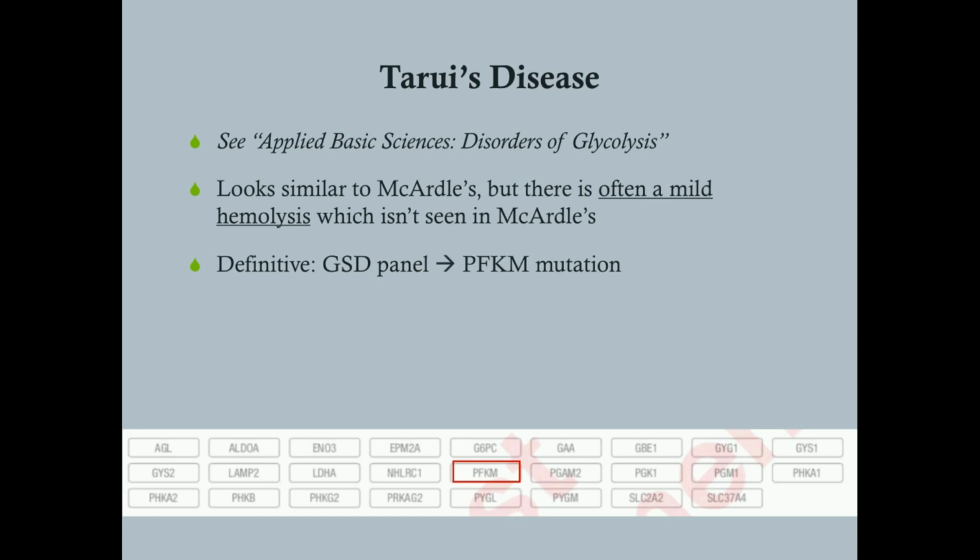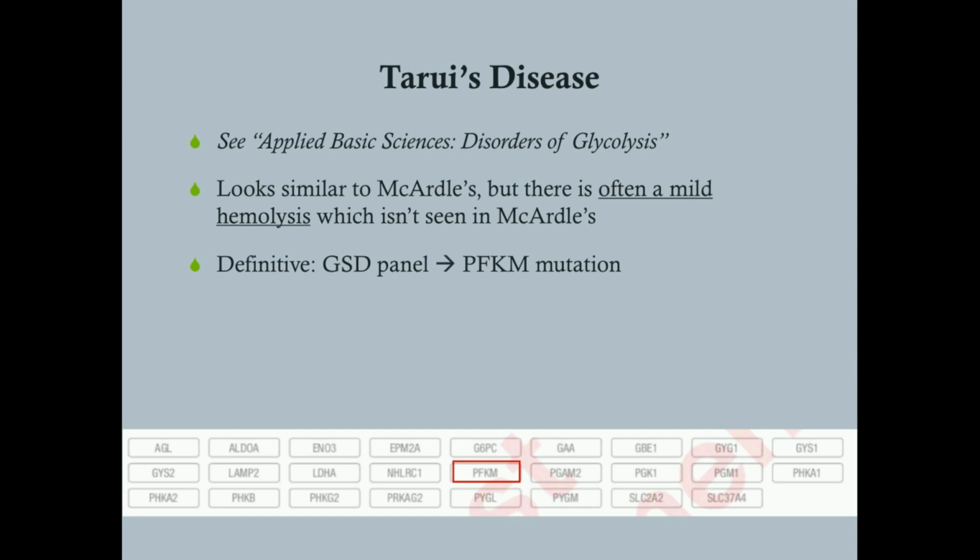In Tarui's disease, their deficiency is muscle phosphofructokinase. Well, what is phosphofructokinase? It's one of our enzymes of glycolysis. It's before you start forming ATP. So if you don't have phosphofructokinase in your muscle, you can't form ATP in your muscle, and you're going to get exercise intolerance. So you see the similarities here. The big difference is, whereas in McArdle's that enzyme was very specific to the muscle, you can't do glycolysis in the muscle.